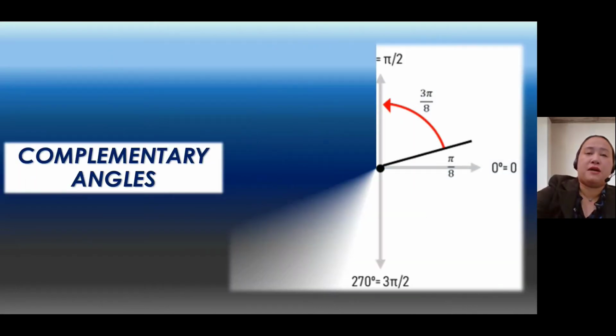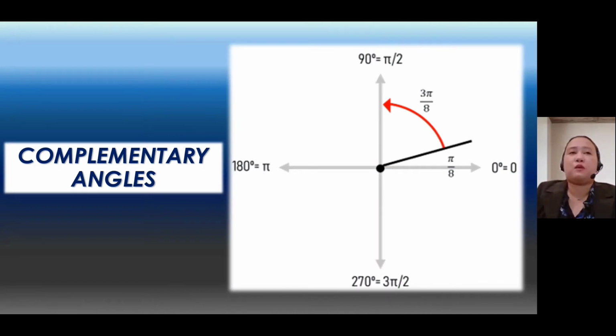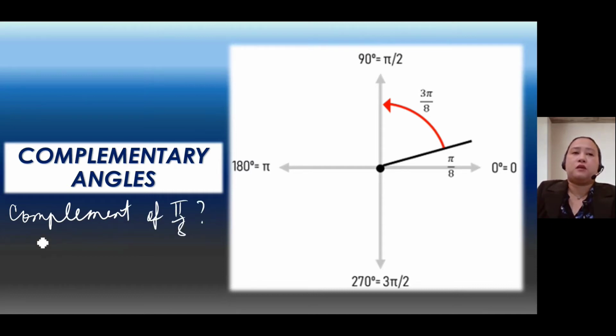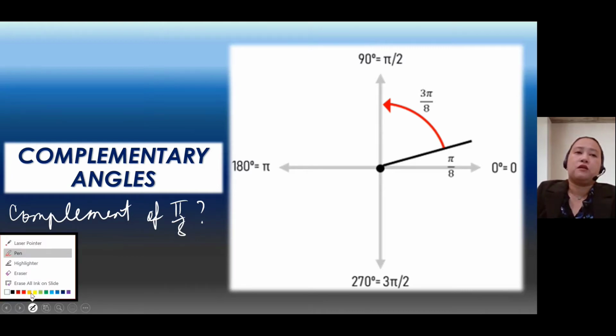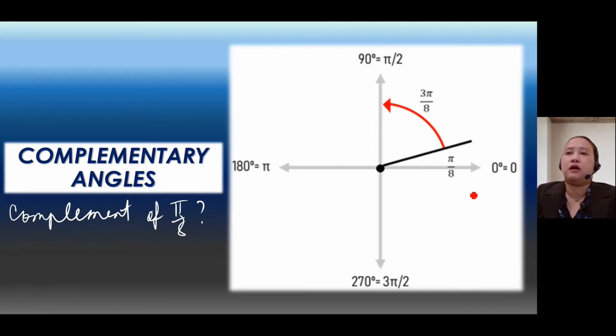Now let us have the complementary angles. Same as what we discussed in the degrees, in terms of radians we also have complementary angles. So we have here an example. What if you are asked: what is the complement of the given pi over 8? If you are going to graph it, and you do not know yet how to convert to degrees, you can graph.